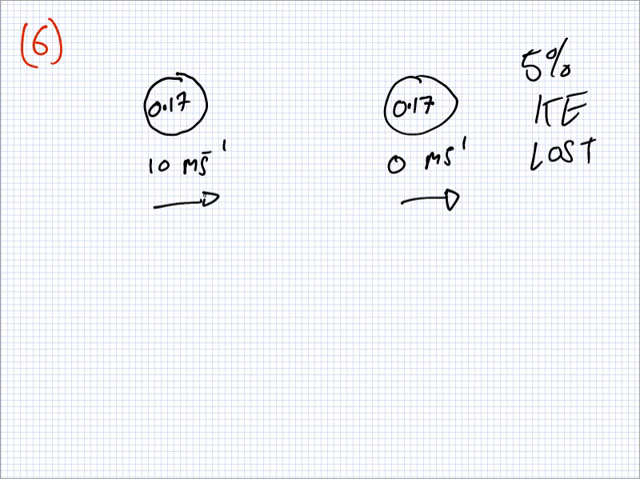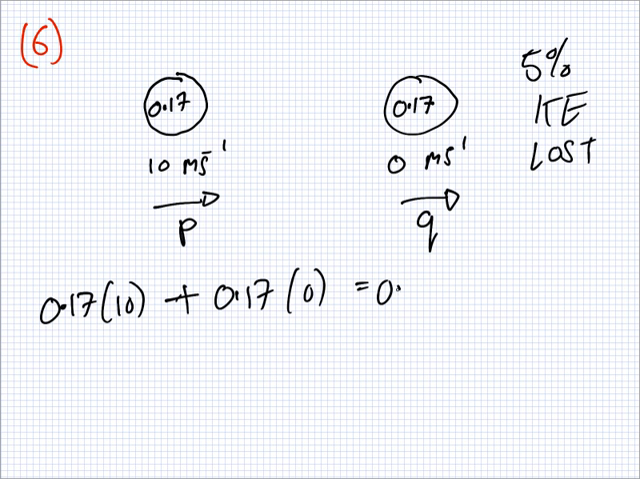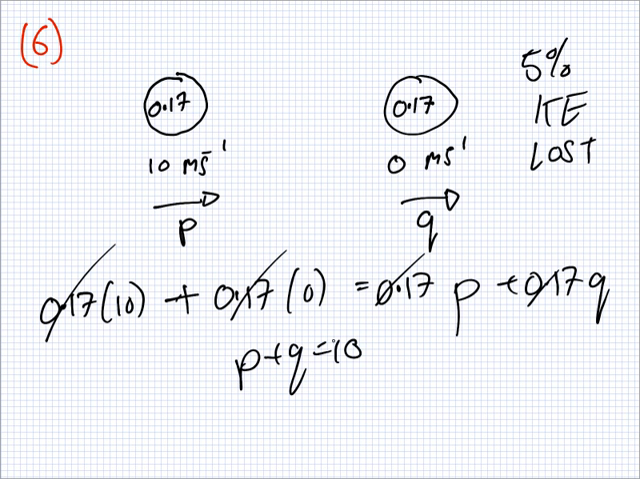So we'll call this one P and this one Q. After the collision, you have m1 u1 plus m2 u2 equals m1 v1 plus m2 v2. Is that okay? So you get P plus Q equals 10. Is that okay so far, Kim? That's okay so far.